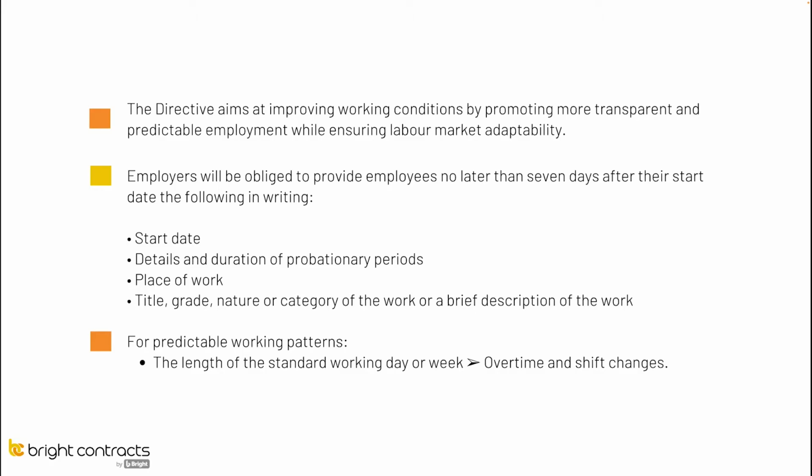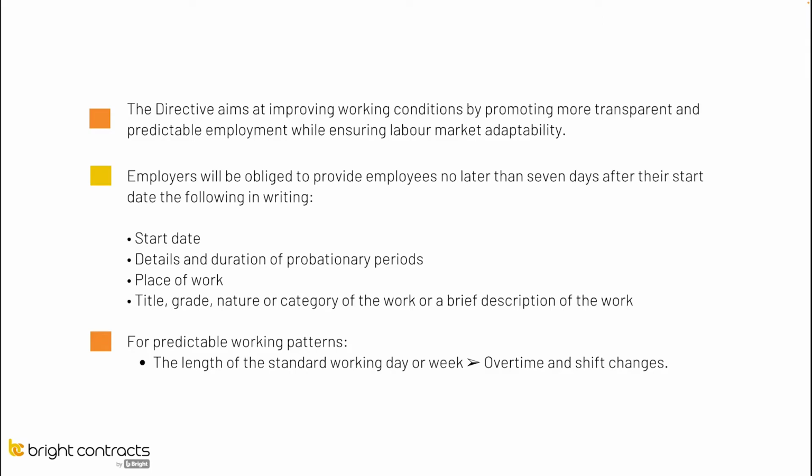So for example, employers will be obliged to provide employees no later than 7 days after their start date with the following in writing. So firstly, their start date and not just the duration of the contract, details and duration of the probationary period, the place of work, or where there is no main place of work, a statement indicating that an employee is required or permitted to work at various locations. And lastly, the title, grade, nature or category of the work, or a brief description of the work.